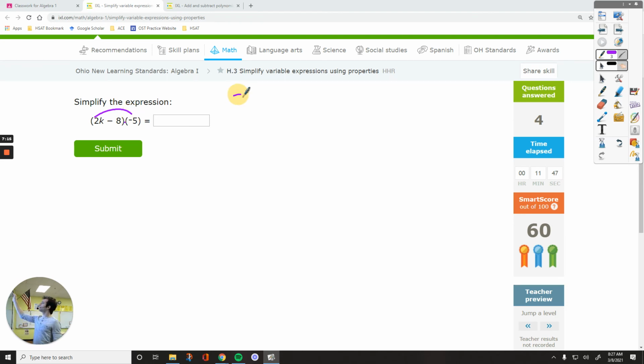2k times -5. This is what we do. And then multiply the numbers. Let's just decide the sign first. It is negative times negative. The sign becomes positive. 2 times 5 is 10. K is just one variable. There's another variable that we need to multiply that by. So 10k is what we end up with after multiplying the first terms.